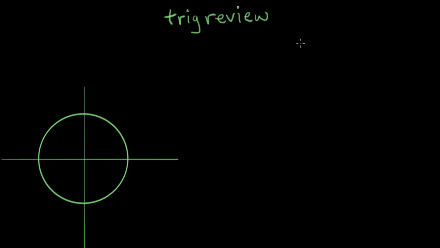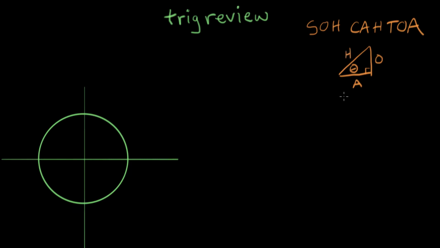So the way I remember my trig functions is with the phrase SOH CAH TOA. This is the little phrase I use to remember how to do my trig functions. And we draw a triangle like this, a right triangle, with an angle here of theta. And we label the sides of the triangle: this is the side adjacent to theta, this is the side opposite of theta, and this side over here is the hypotenuse of the triangle.